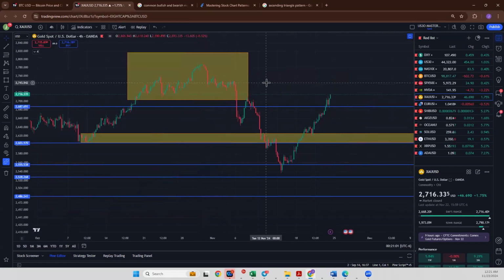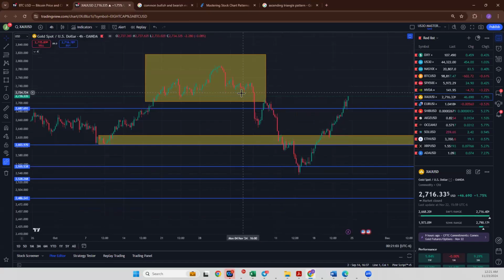So the first one is the head and shoulders. And the head and shoulders is literally just that. It's characterized by a structure that looks as such. This is an example of gold's 4 hour time frame. You'll have a left shoulder, you'll have a right shoulder, and you'll literally have a head. And if you really break this down, like I said, it's just support and resistance, right?